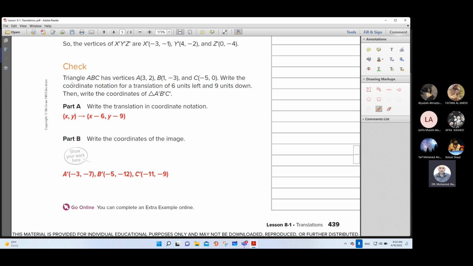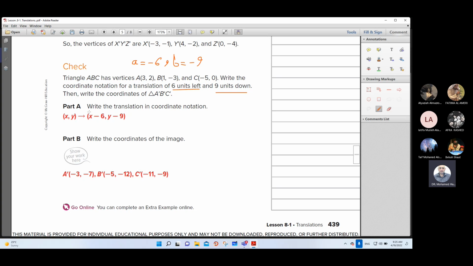In this example, the triangle ABC has vertices A (3, 2), B (1, minus 3), and C (negative 5, 0). Write the coordinate notation for a translation of 6 units left. What is the meaning of 6 units left? It means a will be negative 6, goes to the left. And 9 units down. What is the meaning of 9 units down? It means b equals negative 9 because it goes down. Then write the coordinates of the triangle A prime, B prime, C prime.